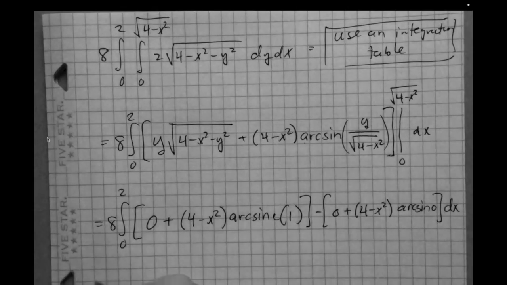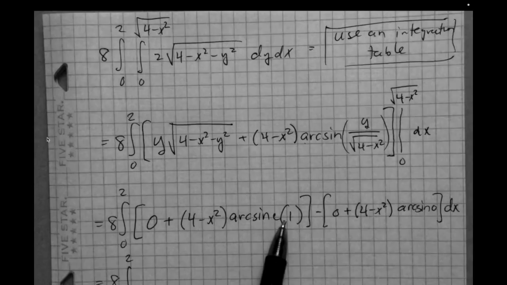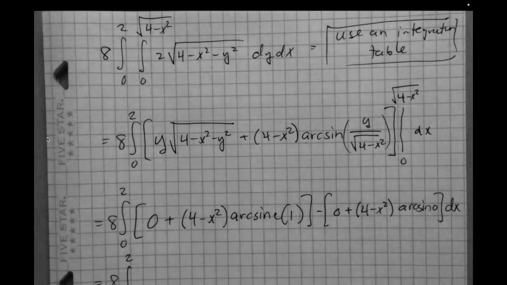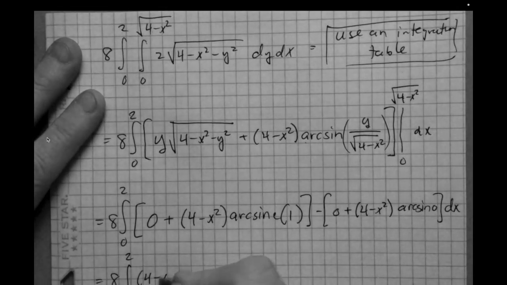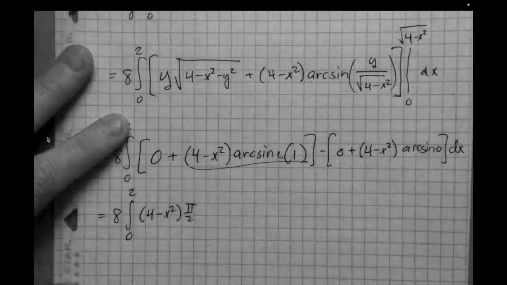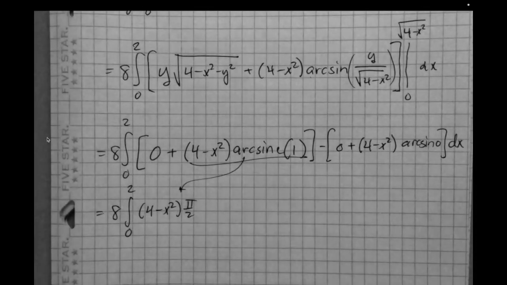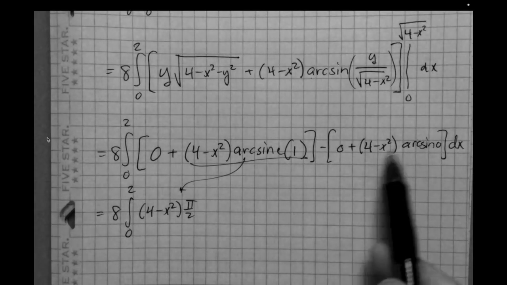And what do we get? Simplify this down. Arc sine of 1 is pi over 2, right? So the sine is equal to 1 at pi over 2. The inverse sine is only defined from 0 to pi, and so that's the only place in that interval where we have sine equal to 1, at pi over 2. So you'll get 4 minus x squared times pi over 2. That's this piece coming down here.